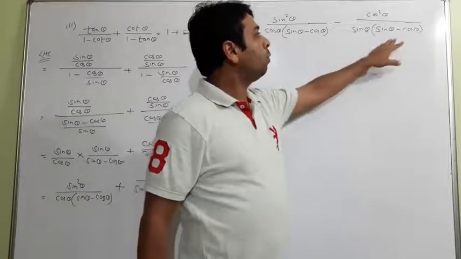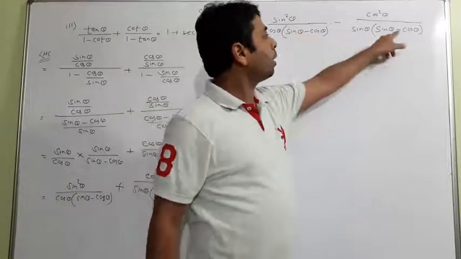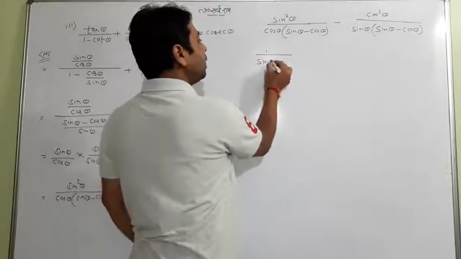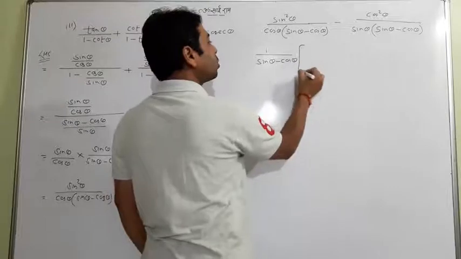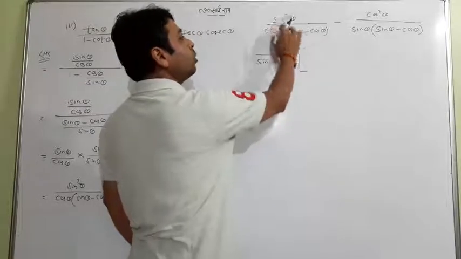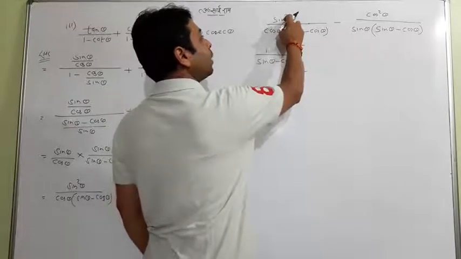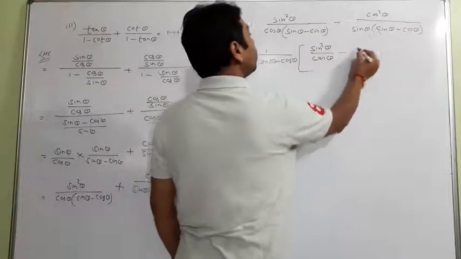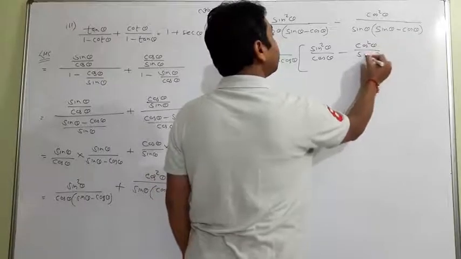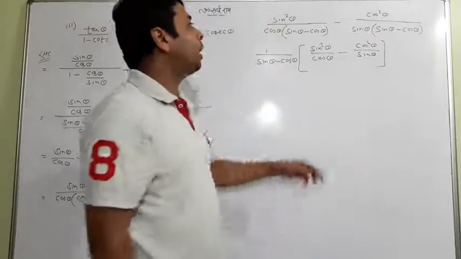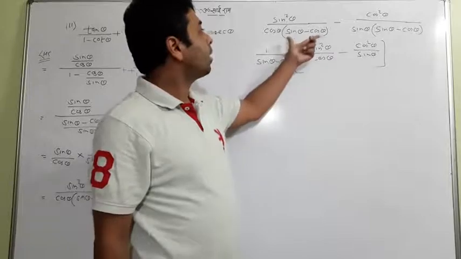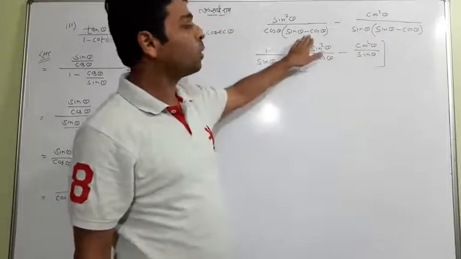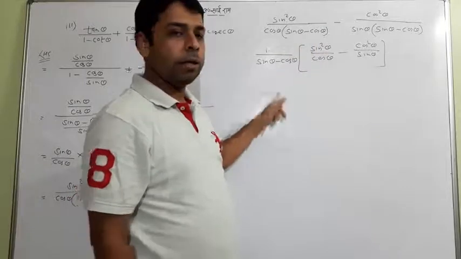Now what we do, look at the denominator section, both look the same. So I will take out common 1 by sine theta minus cos theta. It seems common. So what is remaining in the first step? Sine square theta upon cos theta will remain here, and here only cos square theta upon sine theta remains. So don't be afraid of the term. I have taken out the common sine theta minus cos theta because it appears in both the terms. I took it common because it was in the denominator. I wrote 1 by. So this is simple.